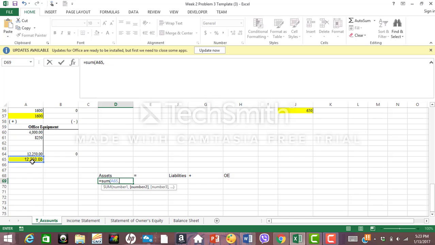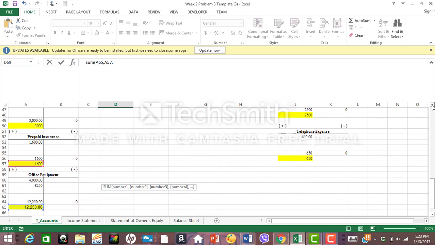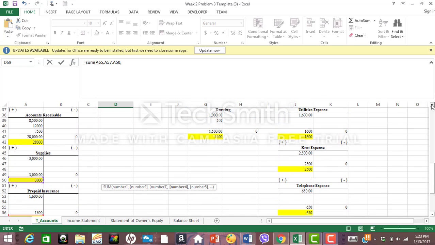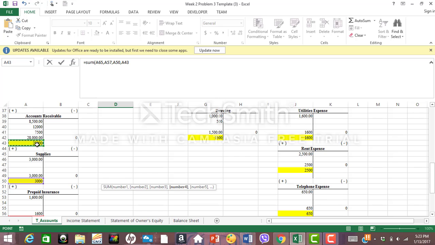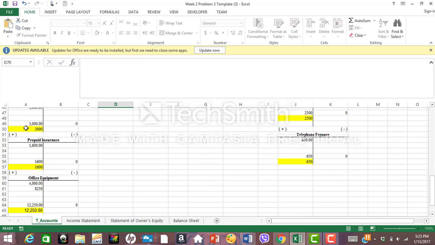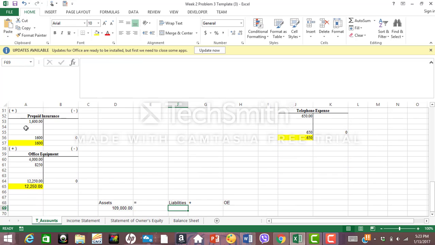this, and we have this, and then we have this. And we have this. We have one more. We have the cash. And close parentheses. So that would be 109,000.